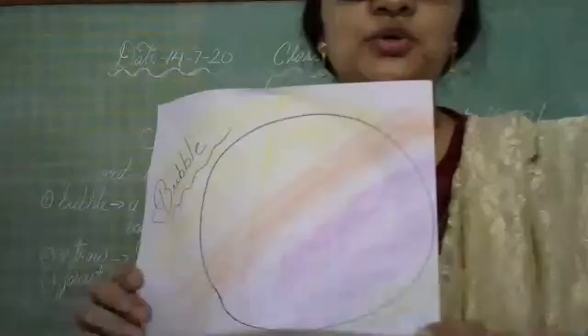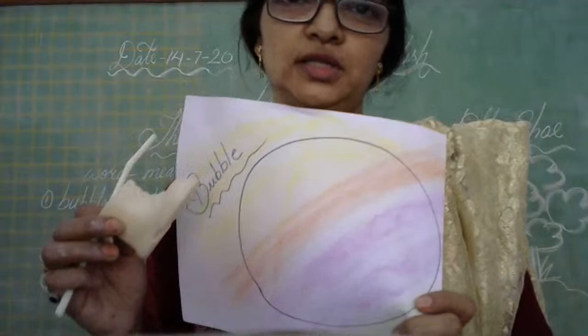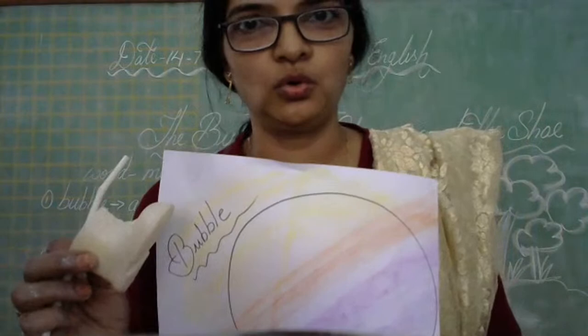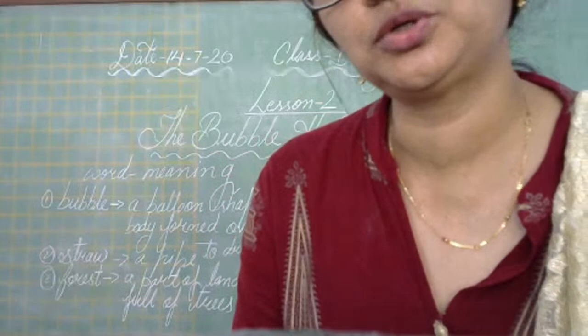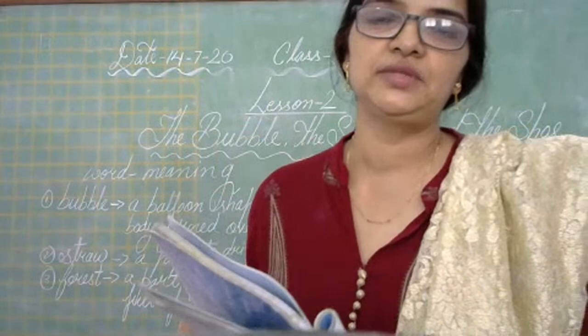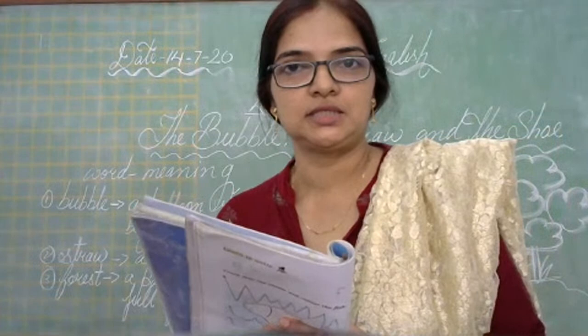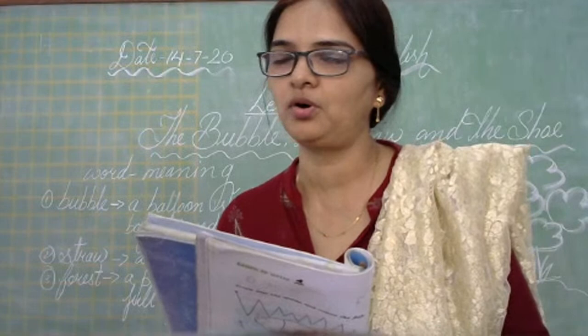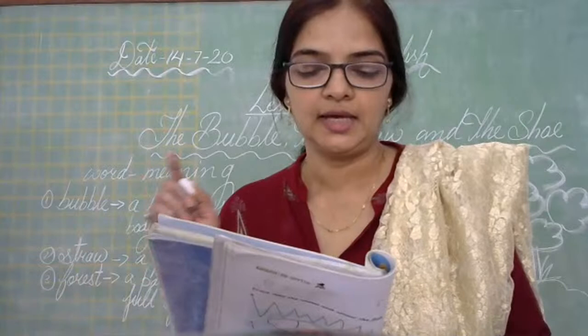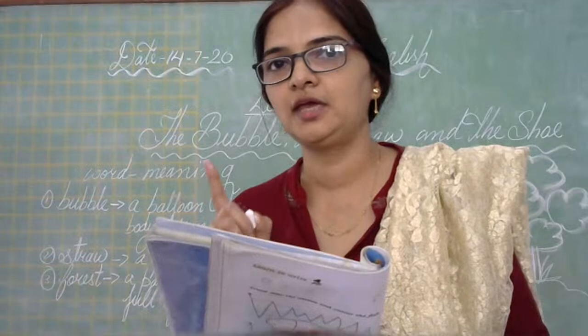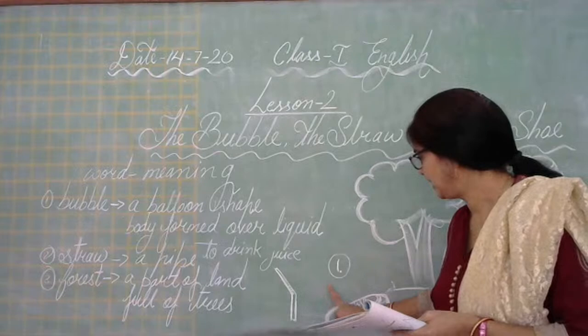So today we will read the story of these three friends, what they do, where they live, where they go, what happened with them. Are you ready? Keep your finger on the words and try to repeat after me. The name of this lesson is The Bubble, the Straw, and the Shoe. Once upon a time, there lived a bubble, a straw, and a shoe. There were three friends.